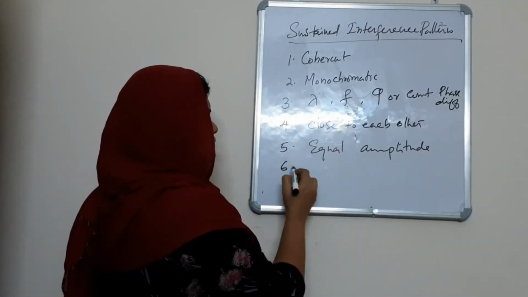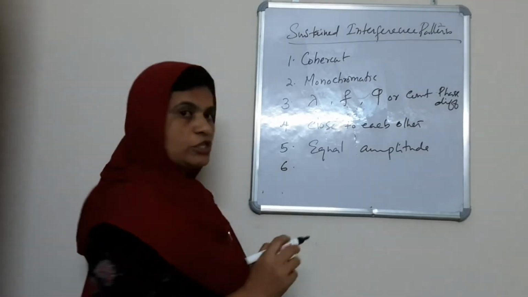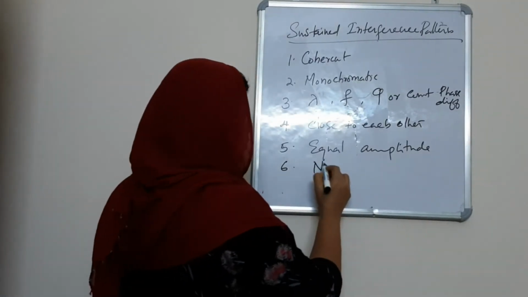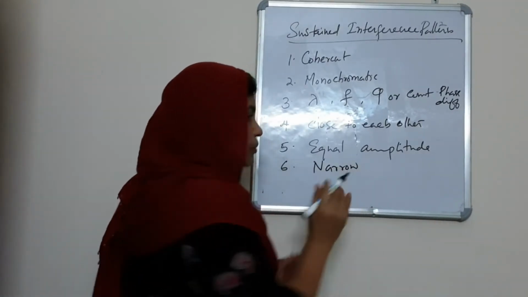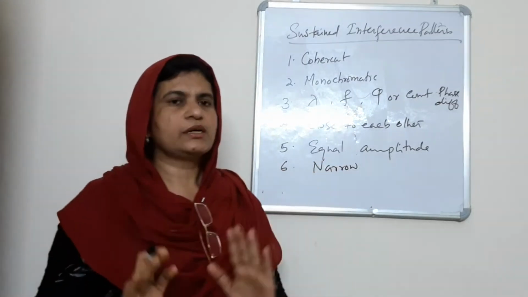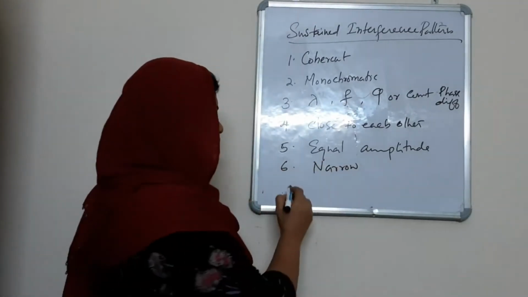The sixth one: the sources should be very narrow. If the sources are broad, we will not get the interference clearly. Sources should be very narrow.